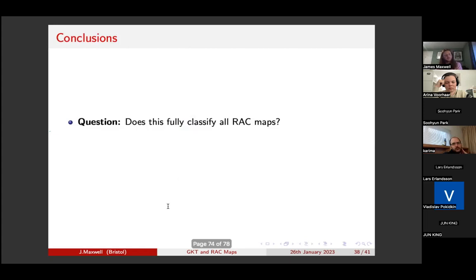So to conclude, some of the questions that still remain, which is ongoing in the project with Ben at Manchester, is: does this fully classify all of the RAC maps? So given some RAC map from hyperfields and then using these tropical extensions, is that all of them? Are there other ones that can occur, or are they not? So we'd like to understand whether this fully classifies all of the RAC maps. If it does, it would be very nice. Or if it doesn't, can we find other classes of them?